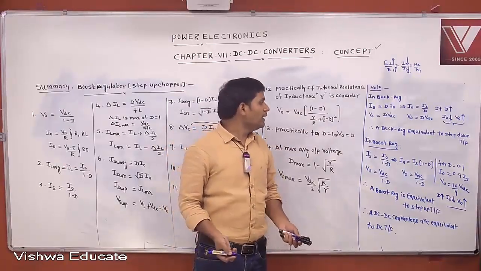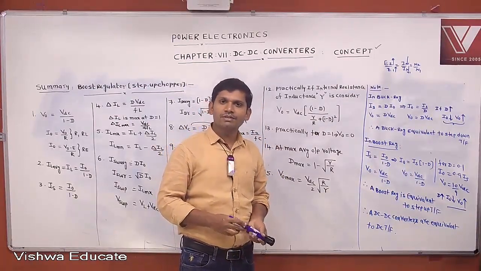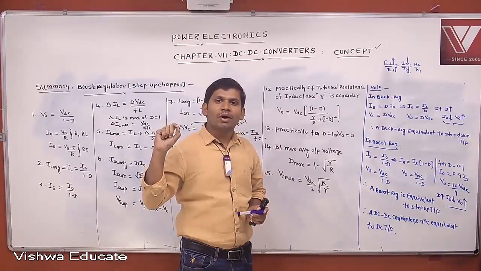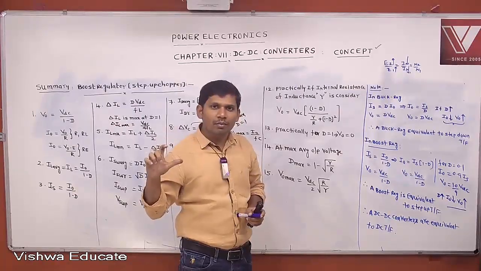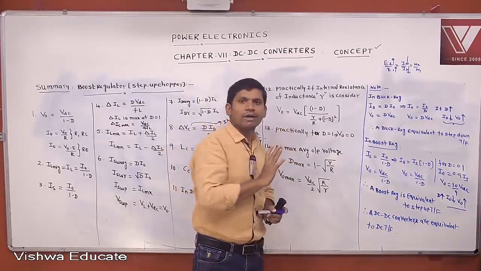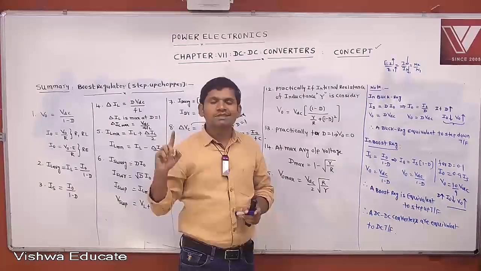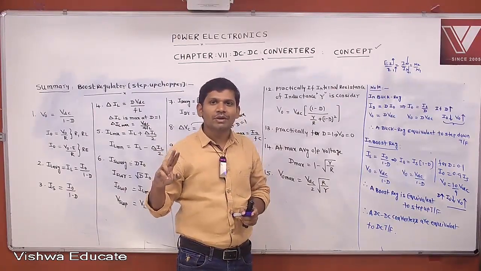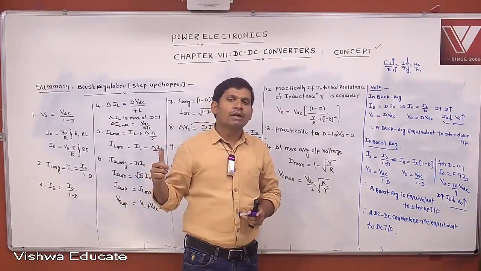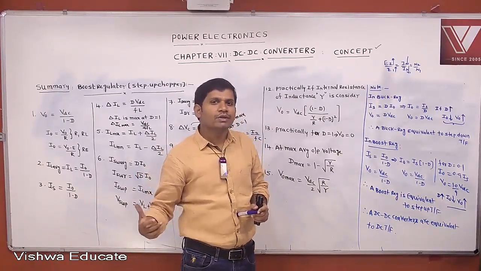Okay, this is the detailed analysis of the boost regulator. With this, in the previous sessions, I explained the buck regulator and its summary, and the boost regulator and its summary. With this, buck regulator and boost regulator, that is, step down chopper and step up chopper, are completed. Another very important converter from a competitive point of view is the up down chopper or buck boost regulator. In the next session, we will continue with up down.